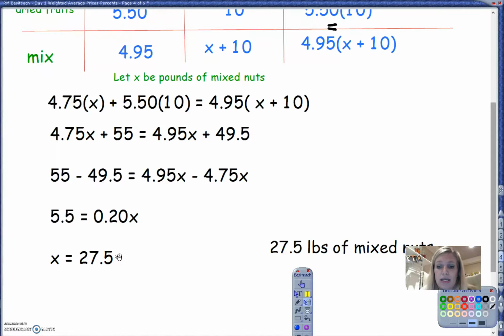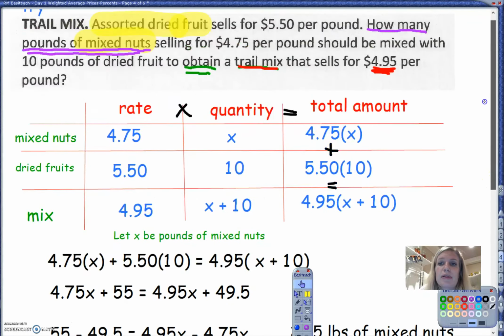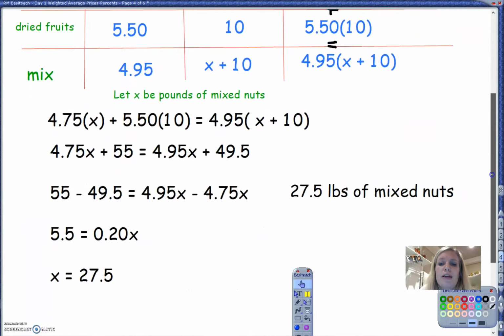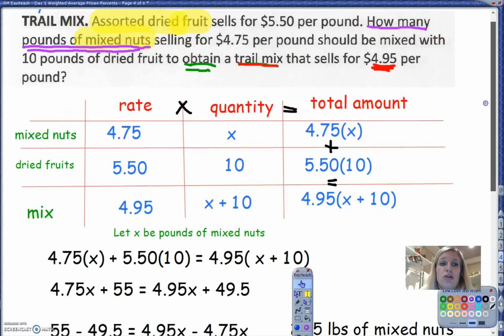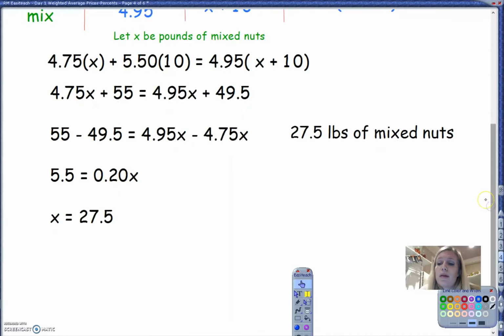We have to write our sentence. Here's our sentence. 27.5 pounds of mixed nuts. I guess we should make that a little bit more of a complete sentence. How many pounds? So 27.5 pounds of mixed nuts should be added to obtain the trail mix. Something like that. So that it's a complete sentence and so that we're using our English.